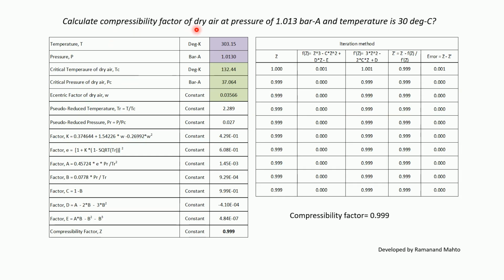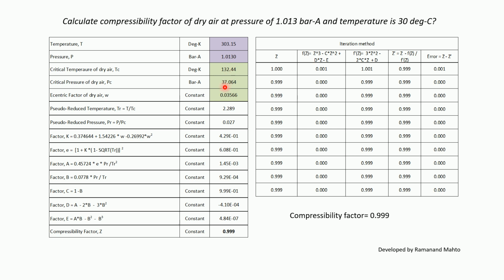Calculate the compressibility factor of dry air at a pressure of 1.013 bar absolute and temperature of 30 degrees Celsius. So now temperature in degrees Kelvin is 303.15, pressure is 1.013, and Tc, Pc, w, that is critical temperature, critical pressure, eccentric factor, from the previous slide you can transfer here.